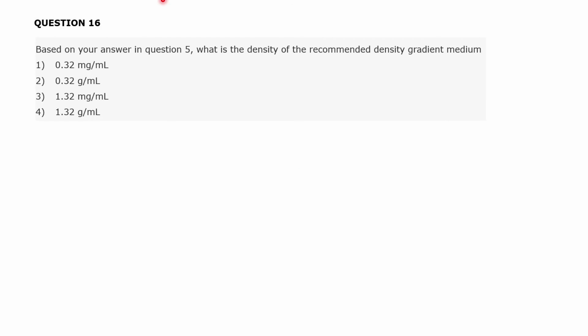Coming on to the next question, this is a theoretical question. Based on your answer in question number 5, what is the density of a required density gradient medium? First option 0.32 milligram per ml, 0.32 gram per ml, 1.32 milligram per ml, or 1.32 gram per ml. Which may be the answer?